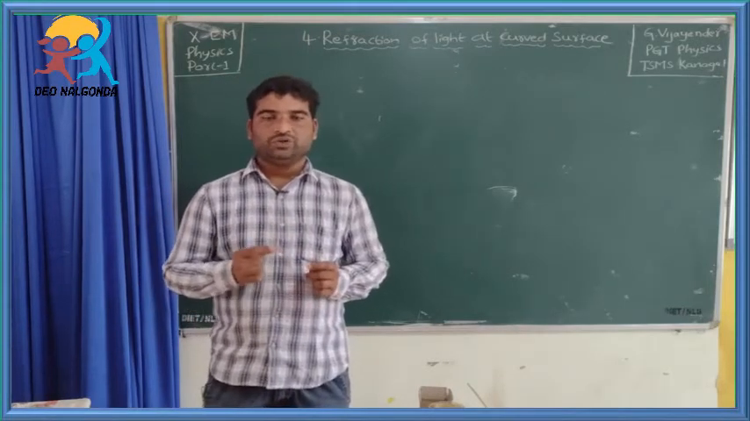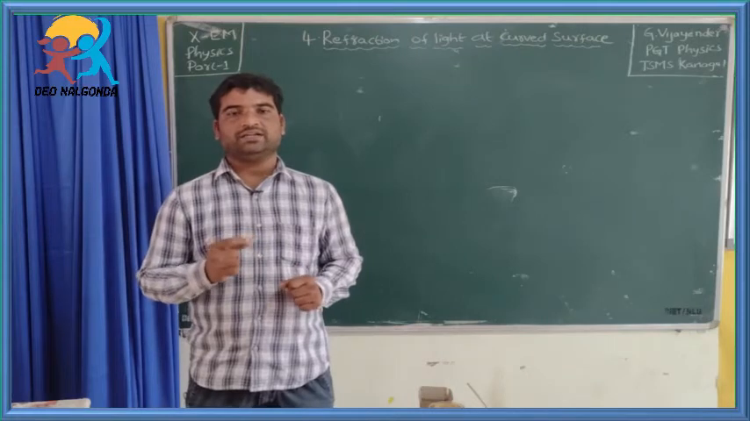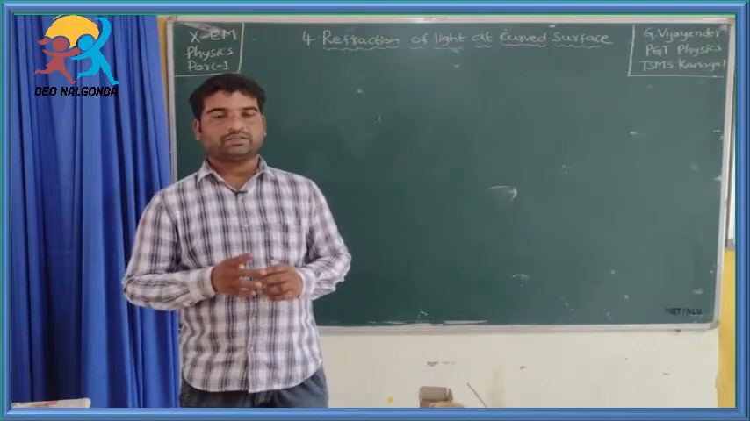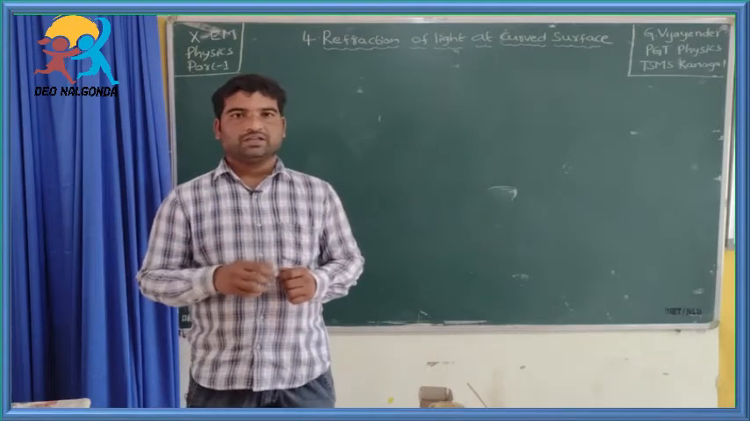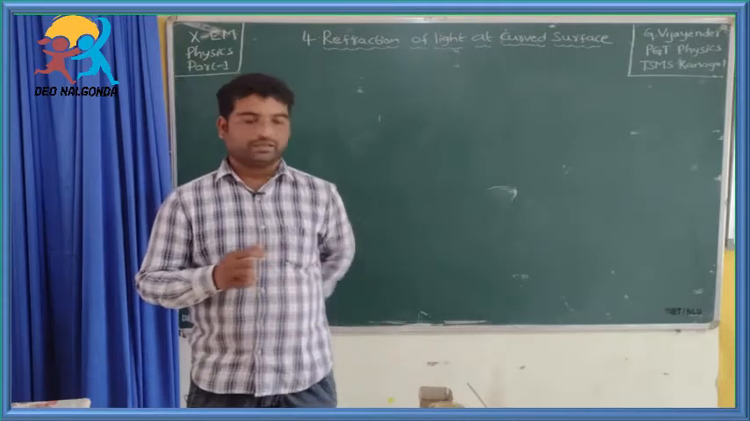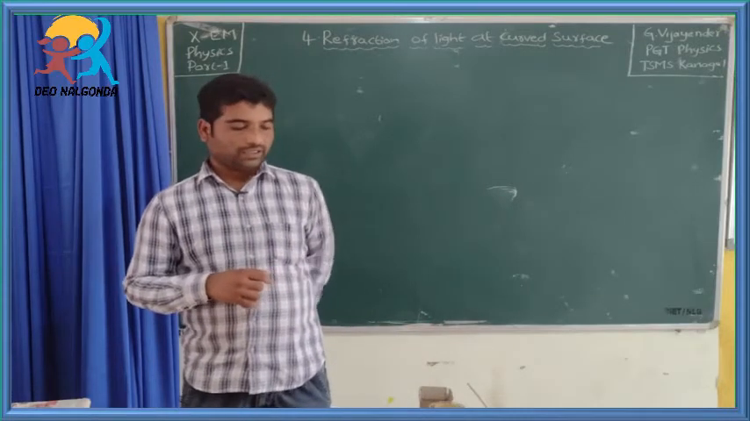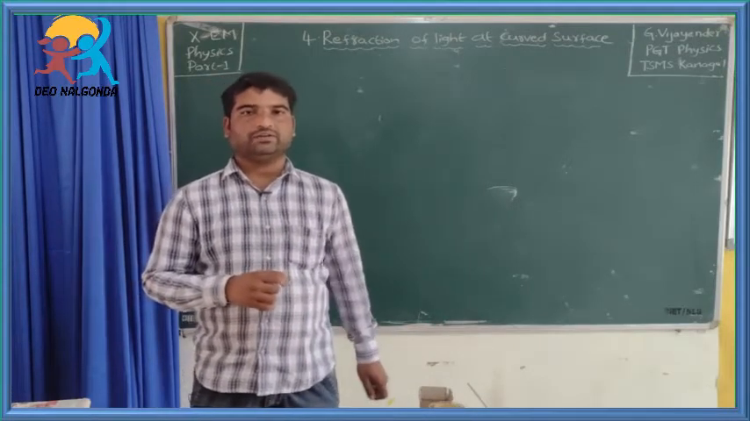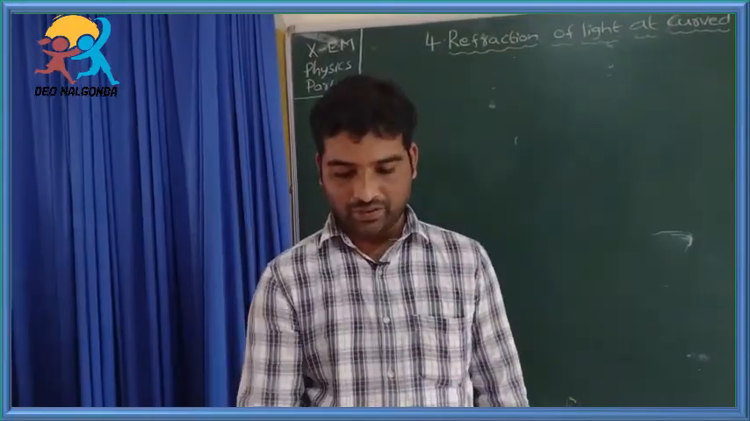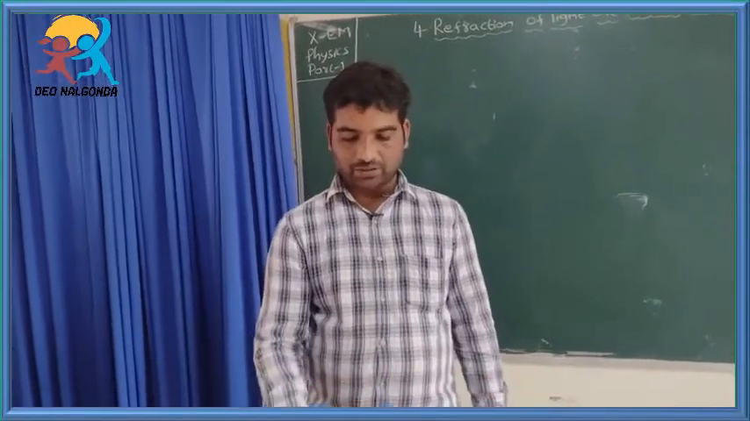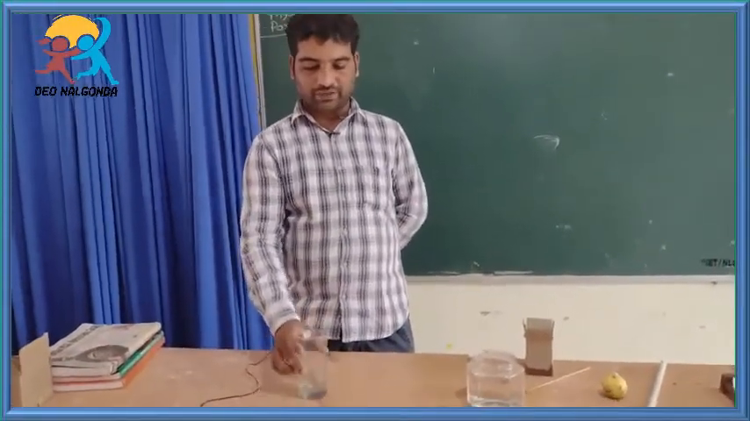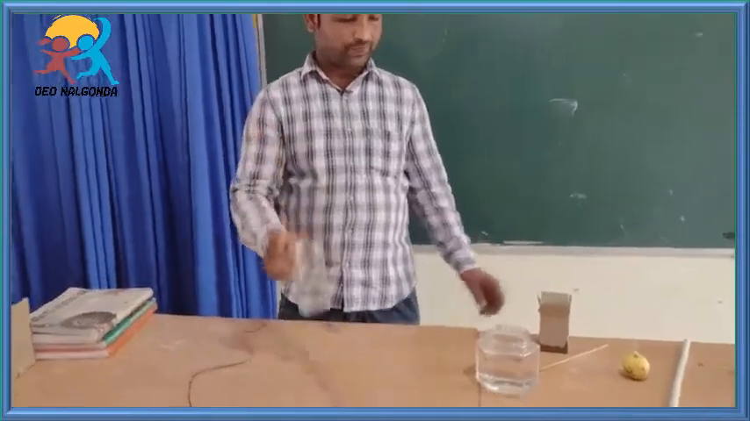In 9th class, we saw the refraction of light at plane surfaces. To see the refraction of light at curved surfaces, we are going to do a small activity. Now we will see the materials required for this activity. This is the glass tumbler.